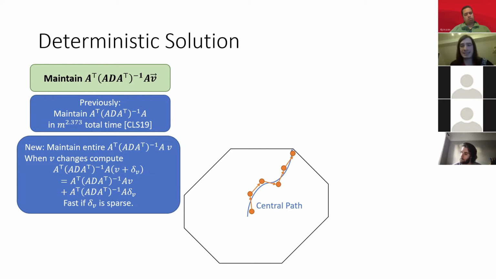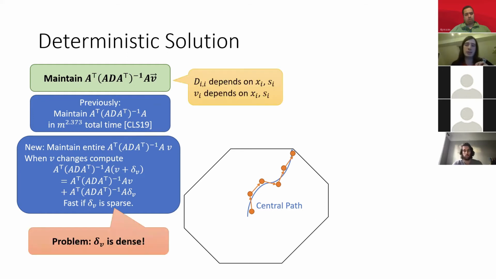The issue is that this delta v, like the way v changes, is not actually sparse. So one can show that the exact definition of this vector v is going to be that the ith entry will in some way depend on the ith entry of our solution x and the ith entry of the solution s. And typically, if we move along the central path, it might be that we move in some weird diagonal direction so that every entry of x is going to change. But if every entry of x changes, then every entry of v changes. So then this delta v is a dense vector and we haven't saved anything complexity-wise. So how can you solve this issue?